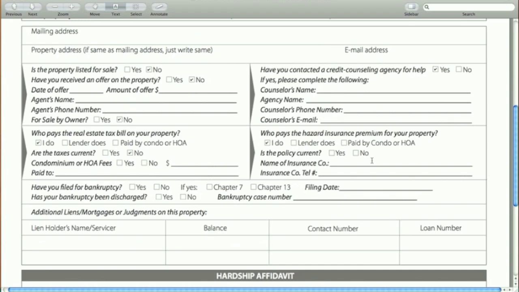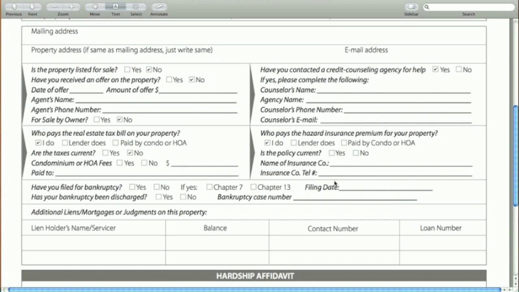Who pays the hazard insurance premium for your property? If you do or the lender does, you have to put this information. Remember what I was talking about earlier: your insurance policy is going to give you the information to fill that in here. They actually want the name of the insurance company and the telephone number of the people they can contact at your insurance agency.